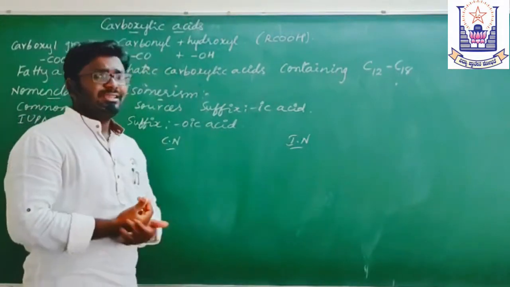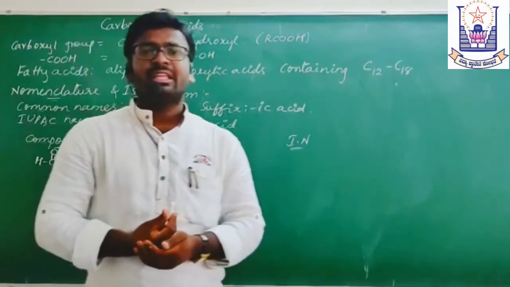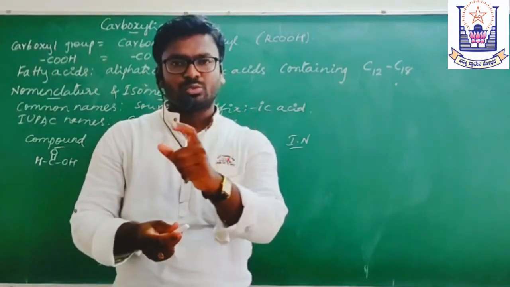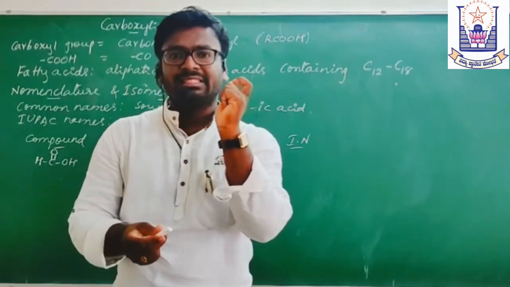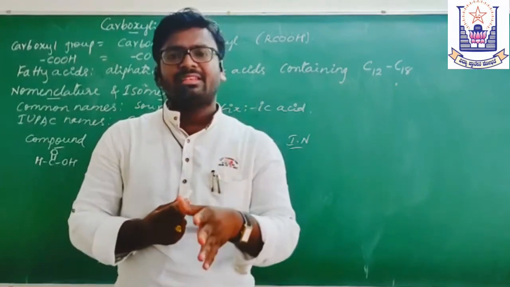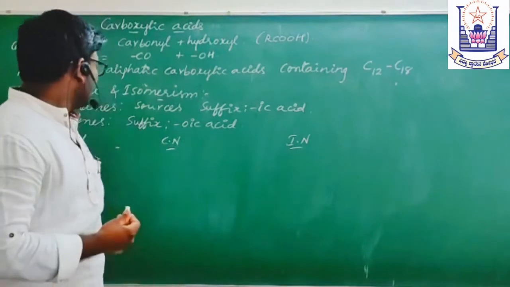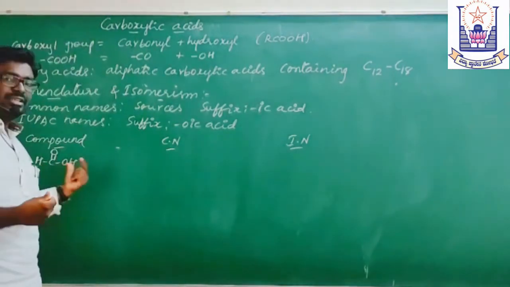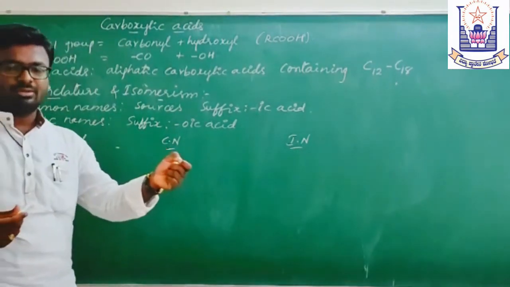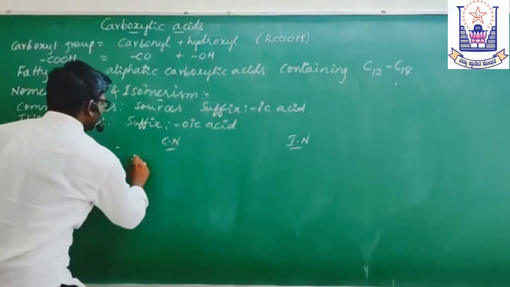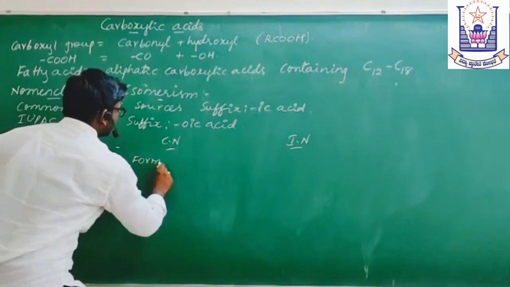In the Latin language, the juice secreted by the ant is called formicus. That is why this is present in that ant bite, and that is why it is called formic acid. The common name of this compound is formic acid.